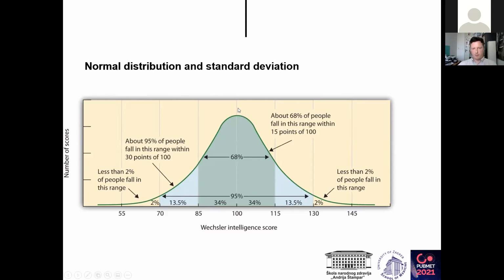Most of us are around here. Some people are very intelligent, some people are less intelligent, but you can see this normal Gaussian distribution in the population, and this is actually a very important feature of each piece of data you want to analyze.